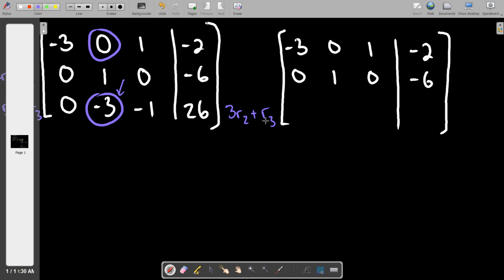So we're tripling the middle and adding the bottom. What's triple 0? 0 plus 0, 0. What is triple 1? 3 plus -3. Good job. And what is triple 0? 0 plus -1. -1. What's triple -6? -18 plus 26. Dope.